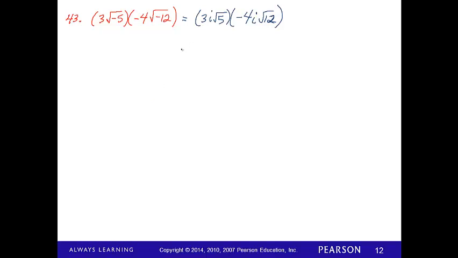Now let us continue by simplifying, right? So when you're multiplying radicals together, go ahead and multiply them together before you try simplifying them and find the perfect square inside them. So this is going to become negative 12i squared, because it's 3i times negative 4i, and then the square root, 5 times 12 is 60.